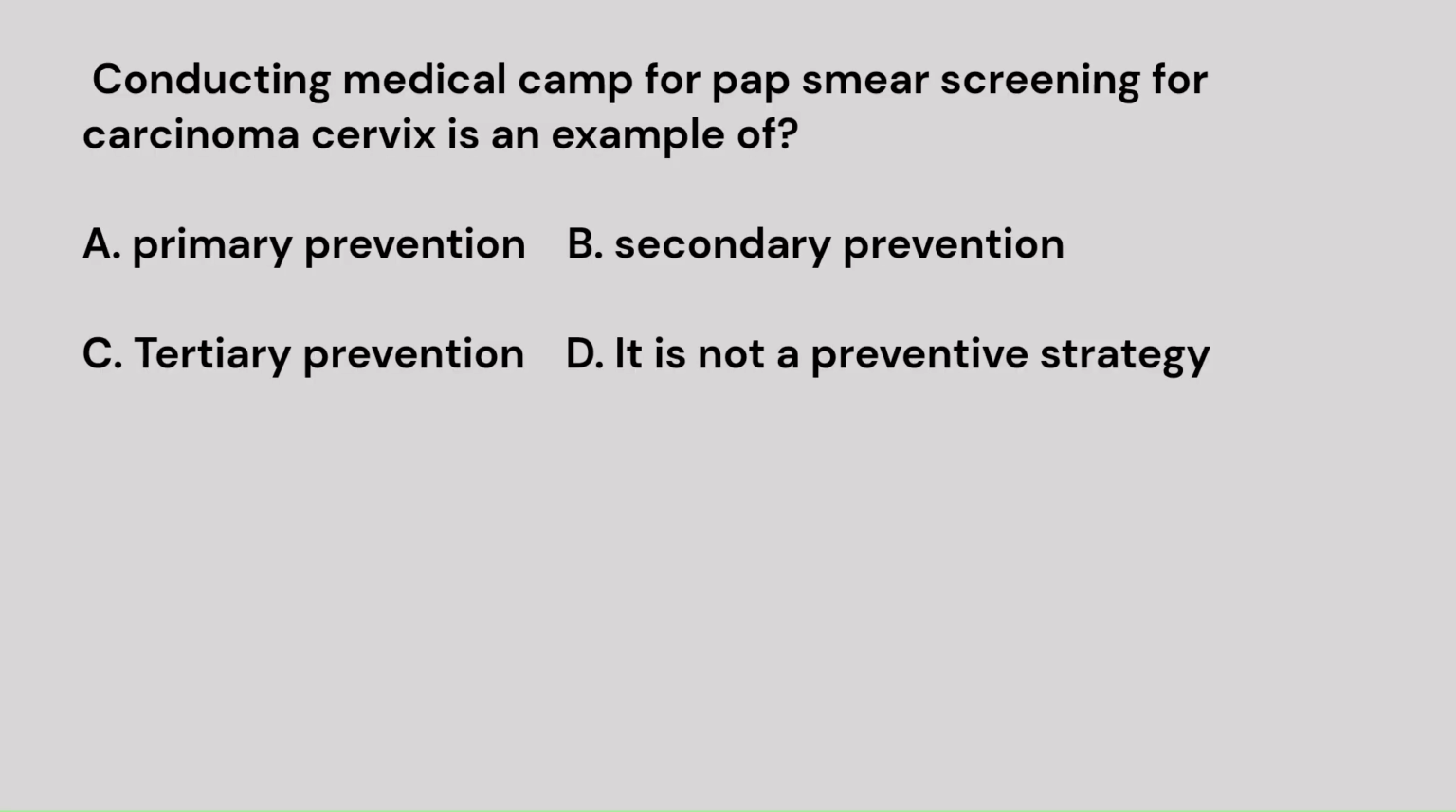Next question. Conducting a medical camp for pap smear screening for carcinoma cervix is an example of option A, primary prevention. Option B, secondary prevention. Option C, tertiary prevention. Option D, it is not a preventive strategy. The correct answer is option B, secondary prevention.